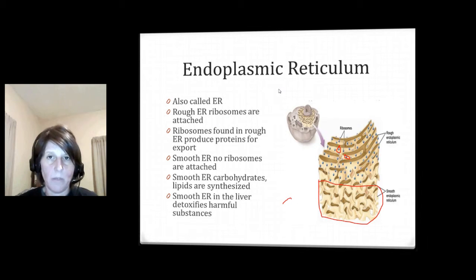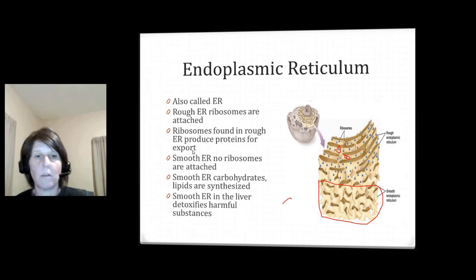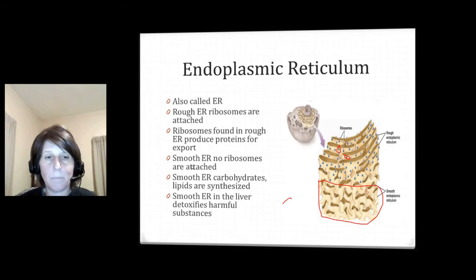Talking about our endoplasmic reticulum, it's also called ER, and the rough ER ribosomes are attached, and you can see these little bumpy circles here that I have circled in red, and these are our ribosomes. And so ribosomes found in the rough ER are actually attached, and in here they produce proteins that are used for export to other parts of the cell.